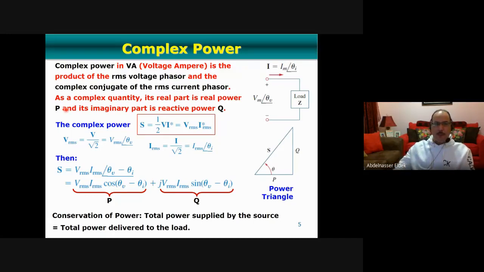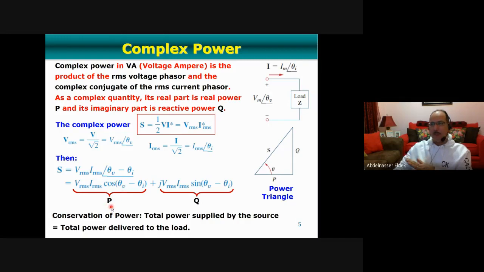The last part of this chapter is about complex power, which is measured in VA, volt-ampere, not in watts. It has a real and an imaginary part. The real part is in watts, the power P. They call this S, and it is P plus jQ, so it has real and imaginary parts.